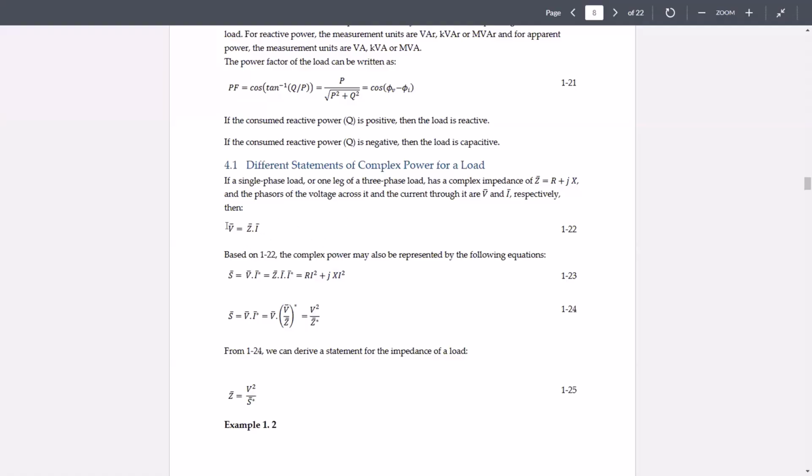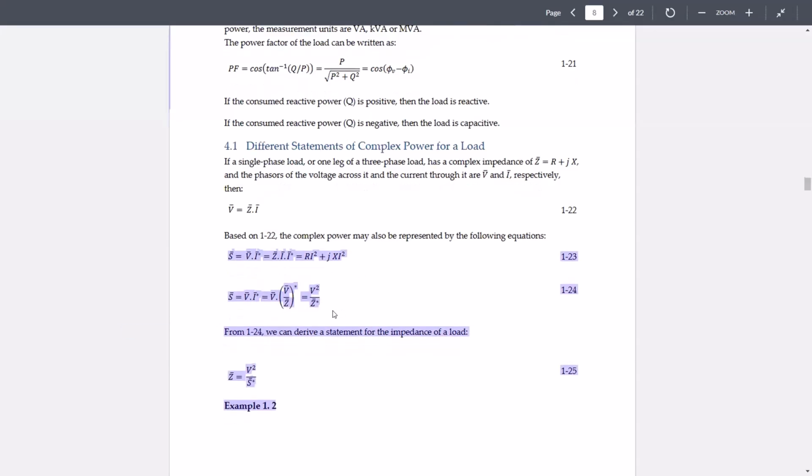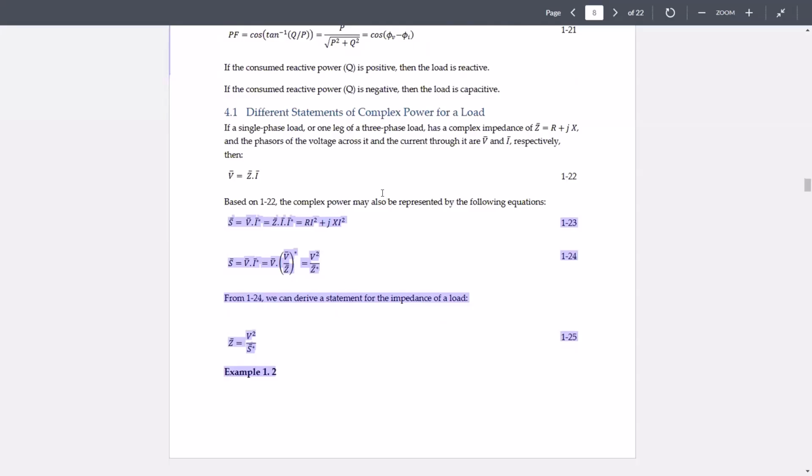Based on the same definition of complex power, instead, now I can put V over Z. Then that becomes V squared over Z bar conjugate. So complex power of the load can be found by either of these statements as well, as you can see on the screen. Keep that in mind. This V is without bar, which means that it's only the magnitude of the voltage.